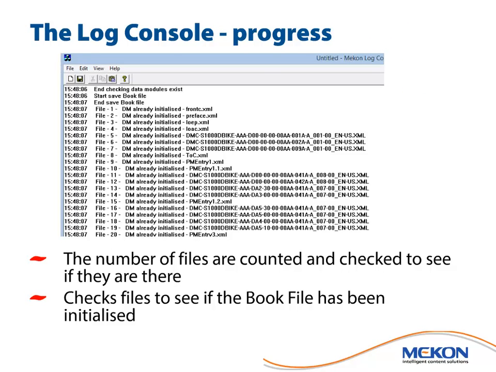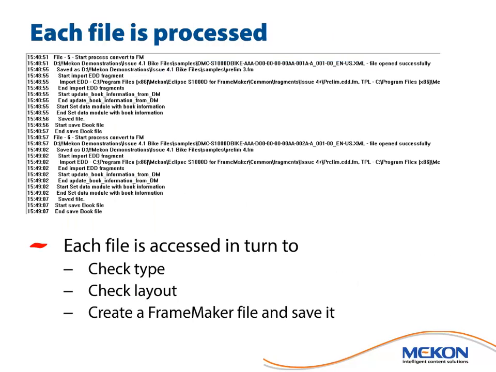This is a picture of the log console showing the progress. This is right at the beginning of the process, and you can see that it says there how many files it's got, and what it's doing is checking to make sure that these files have been initialized. So each file is actually opened, and then BookBuild interrogates what's inside the file, and it checks for type, the layout, and at this point it creates the FrameMaker file and saves it. It doesn't make any changes whatsoever to the S1000D data modules.